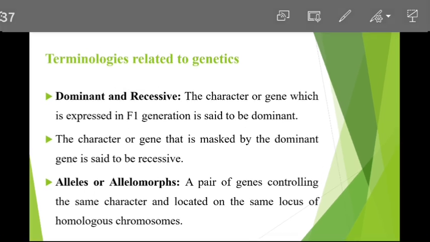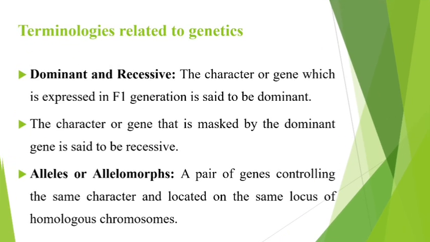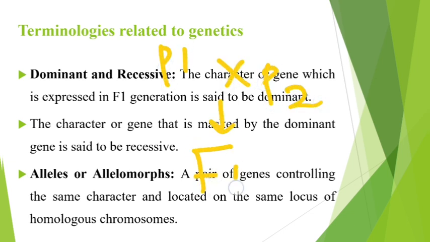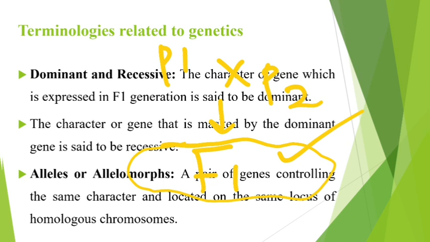So let's start. At first, some terminologies related to genetics. What is genetics? Study about genes. What is a gene? Functional part of a DNA. Next, what is dominant? The character which is expressed in F1 generation. What is F1 generation? F1 means when parent 1 is crossed with parent 2, the first hybrids that appeared in the first generation are called the first filial generation. The character which is expressed in this first filial generation is called the dominant character.